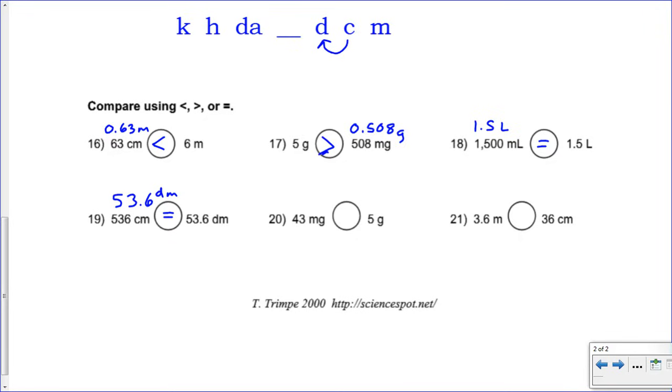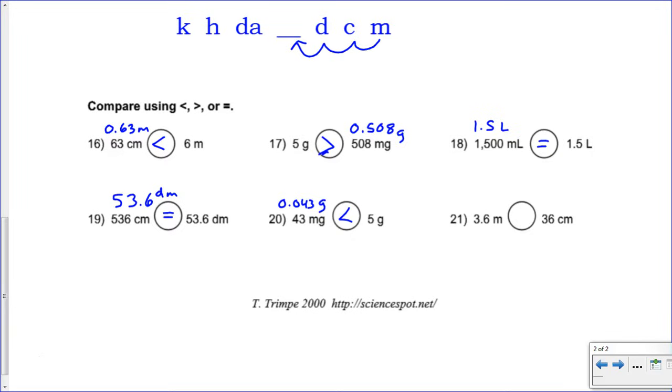On 20 here, 43 milligrams compared to 5 grams. Going from milli to the base unit, we're going to jump over 1, 2, 3. So 43 jumping over 3 spots. That's 1, 2, 3. 0.043 is what we end up with. 5 grams definitely larger in that case.